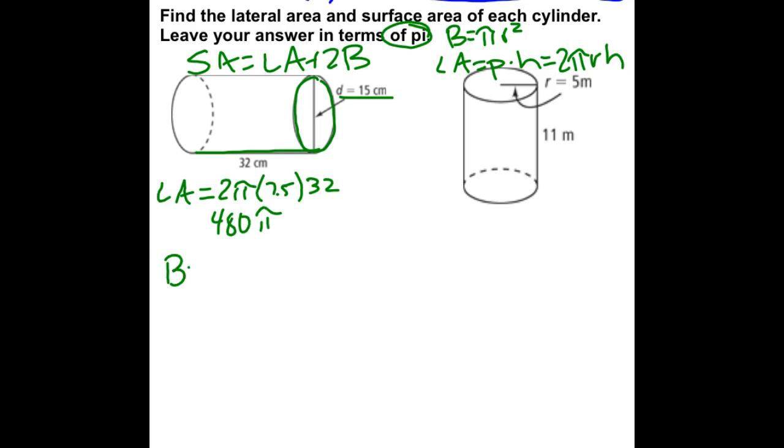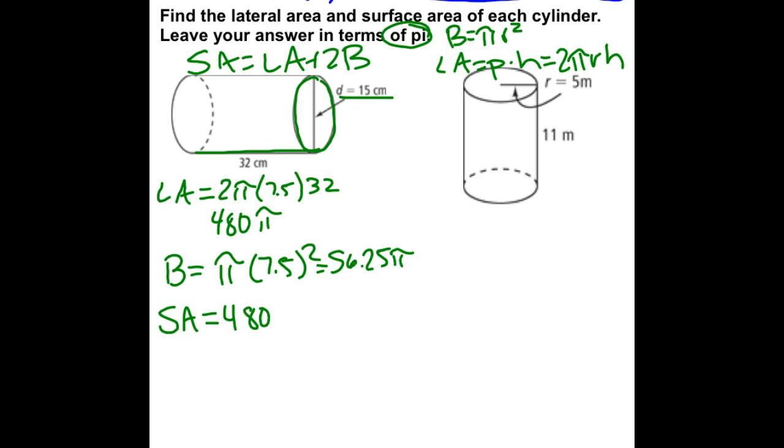Next, we want to go get that base. The base is a circle. It's pi times radius squared. Well, we already said the radius was 7.5. We're still leaving everything in terms of pi, so I get 56.25 pi. And I go, oh, surface area is 480 pi, the lateral area, plus 2 of the bases. Add that all up in terms of pi, and I get 592.5 pi for my surface area.